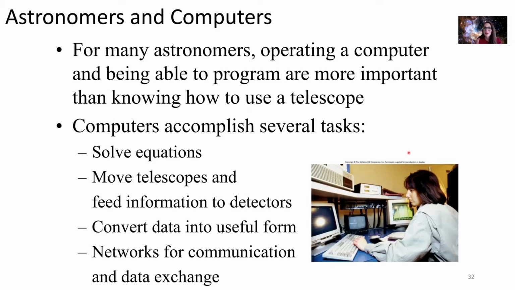So for many astronomers, operating a computer and being able to program are more important than being able to use a telescope. A lot of telescopes, again, are robotic. So these computers that are running these telescopes can accomplish several tasks. They can solve equations for us. They move telescopes around and change out detectors. They convert data into useful forms for us. And they provide a network of communication and data exchange. So we can collect data from a telescope without even having to be there by doing it from the comfort of our own living room in our pajamas.